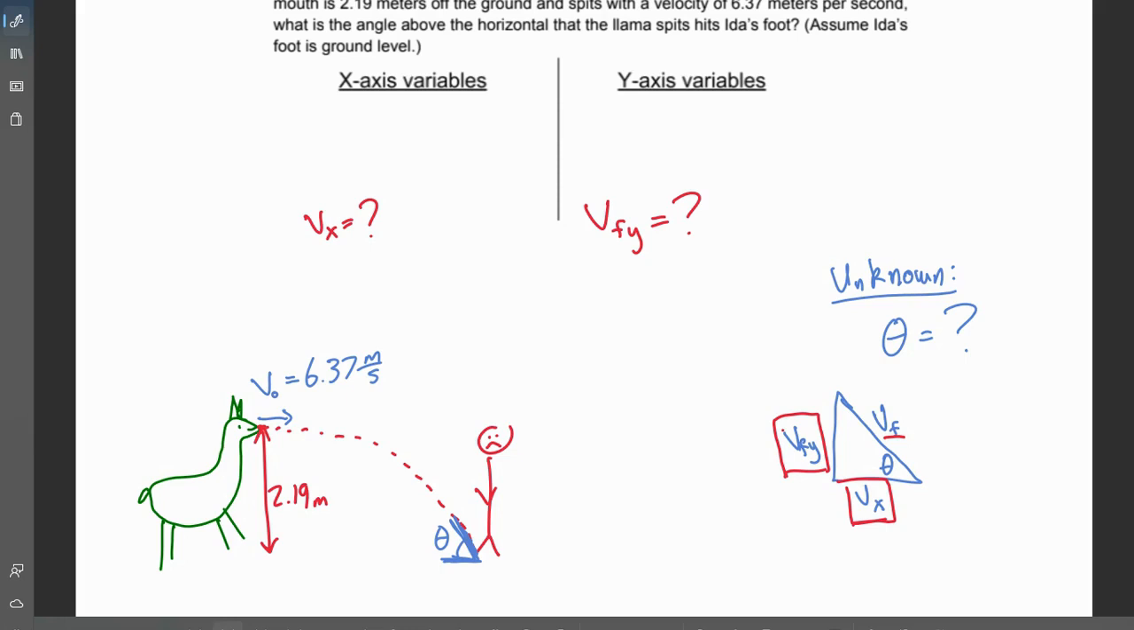I kind of put our givens over here. If you want, we can change these around. So the height, 2.19 meters, just write them up in the top. This v initial, is this going left to right or up and down? Well, it's going left and right. So v initial actually is our vx, 6.37 meters per second. Well, we don't need to find that.